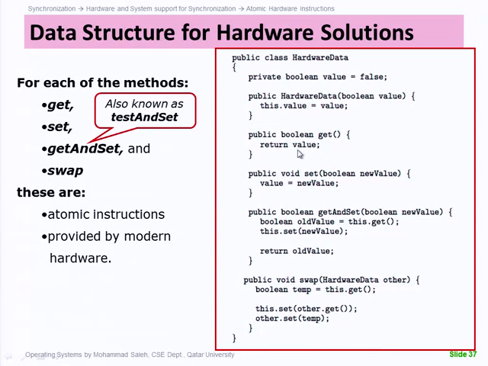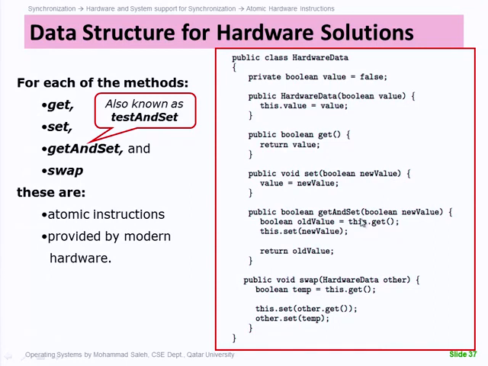Now, get will return the status. Set will set the value, which means you can use it to lock and unlock, depending on what you send to it. If you send true, then you lock it. If you send false, you unlock it. That's what you send to the method set.